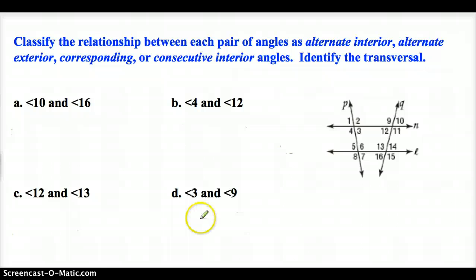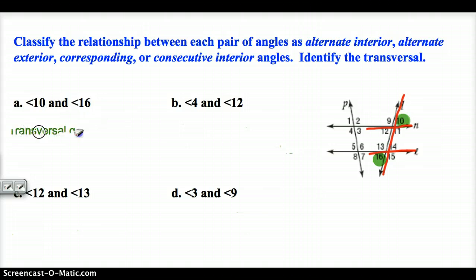So in example A, I'm looking at 10 and I'm looking at 16. Now the transversal is going to be the line that both the angles sit on. So when I look here, that's the transversal, and these are the two lines that are creating those angles. This line P has nothing to do with this first problem, so don't let that confuse you. So first off, your transversal is going to be Q, and then what's the special angle pair name?